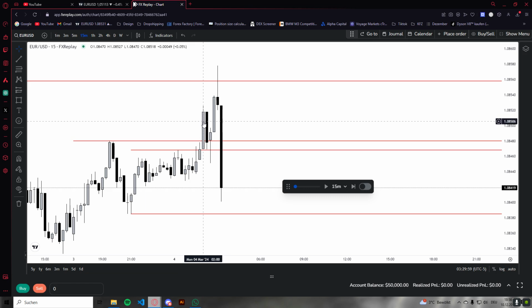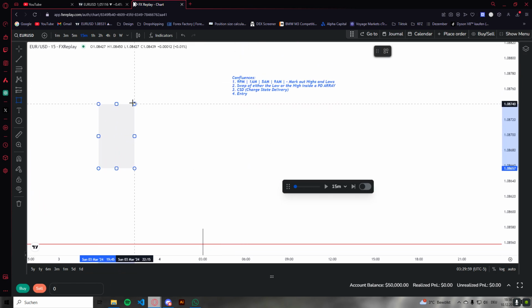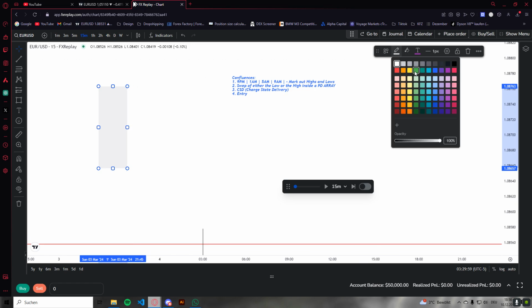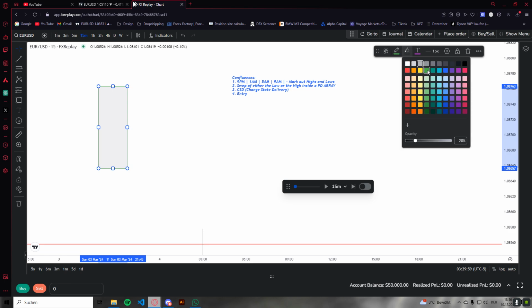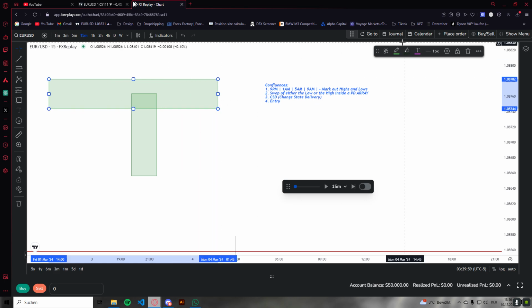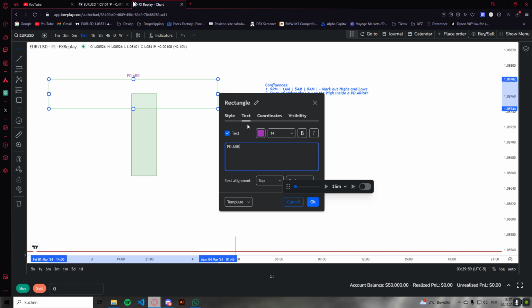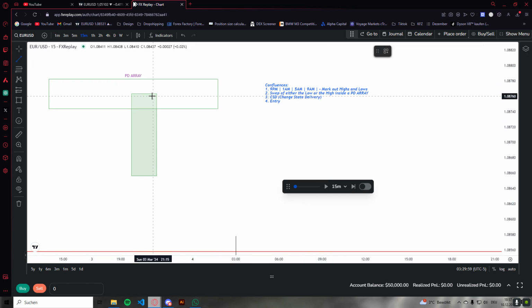What does that mean? That means we want to see the next candle be a bearish candle and engulf this up close candle. Let me draw it for you. This is the up close candle. Let me make it green for better understanding. That's the up close candle, right? Here is the PD array. That's a PD array. That's the up close candle, right?